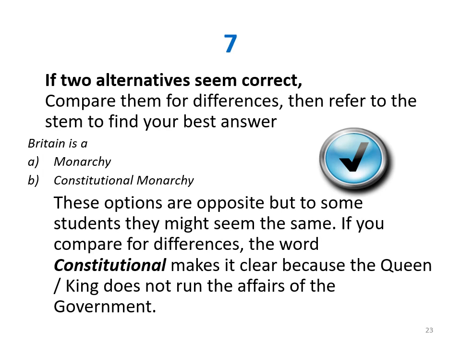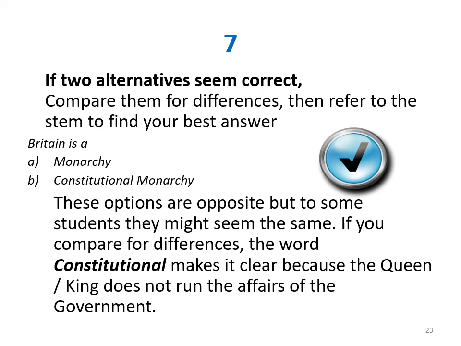If two alternatives seem correct, then what you have to do is compare them for differences, then refer to the stem to find your best answer. For example, Britain is a monarchy or a constitutional monarchy. I mean, if you have deep knowledge, then you can tell that this is constitutional monarchy. But if you have read about it lightly, then both of them seem correct. These options are opposite, but to some students they might seem the same.